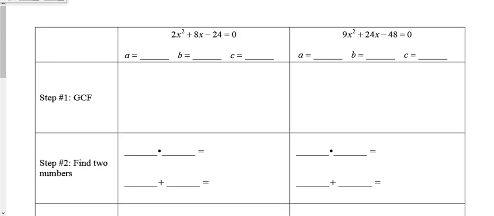So flipping over to the next page, we've got a couple different examples going on here. So on this first one, the A value is 2, B is 8, and C is -24.